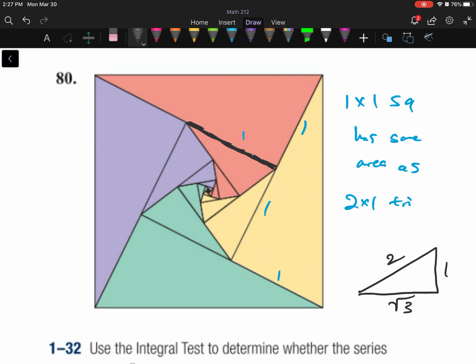So we've got a bunch of 30, 60, 90 triangles here, which means that each of these big triangles have a base of 2 and a height of 1, meaning that they have an area of 1. And so the big yellow triangle, the big red triangle, the big purple triangle, and the big green triangle all have the same area as this inner square. So initially what we've done is divide up the big square into 5 equal chunks of area.